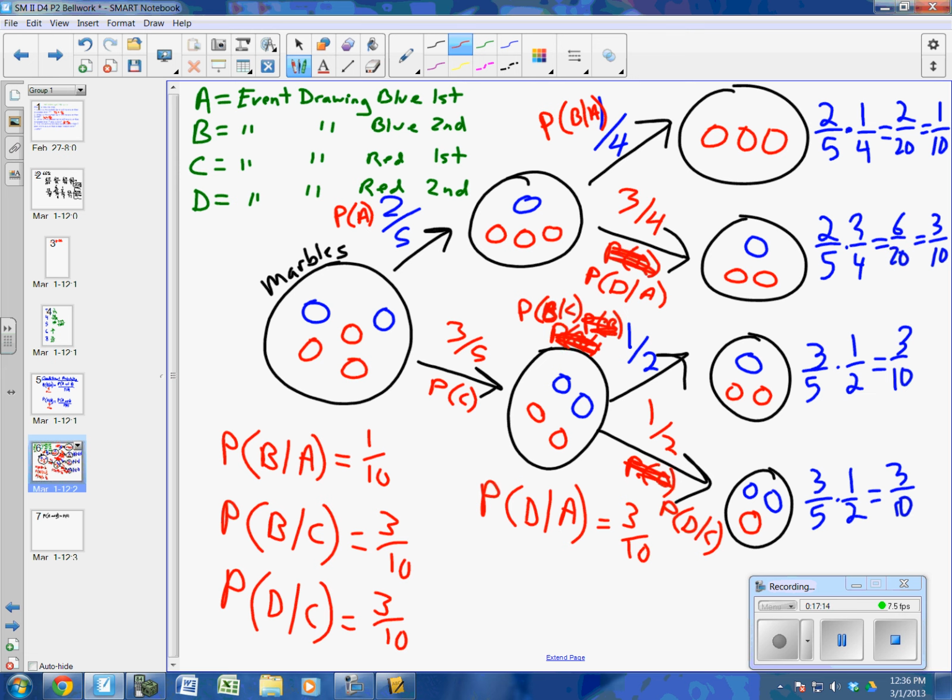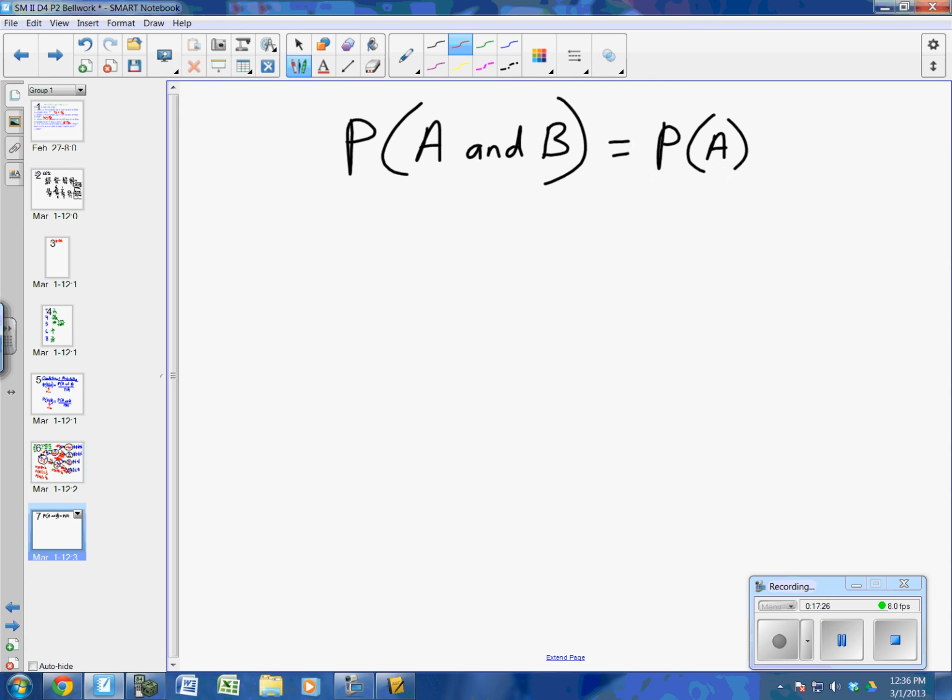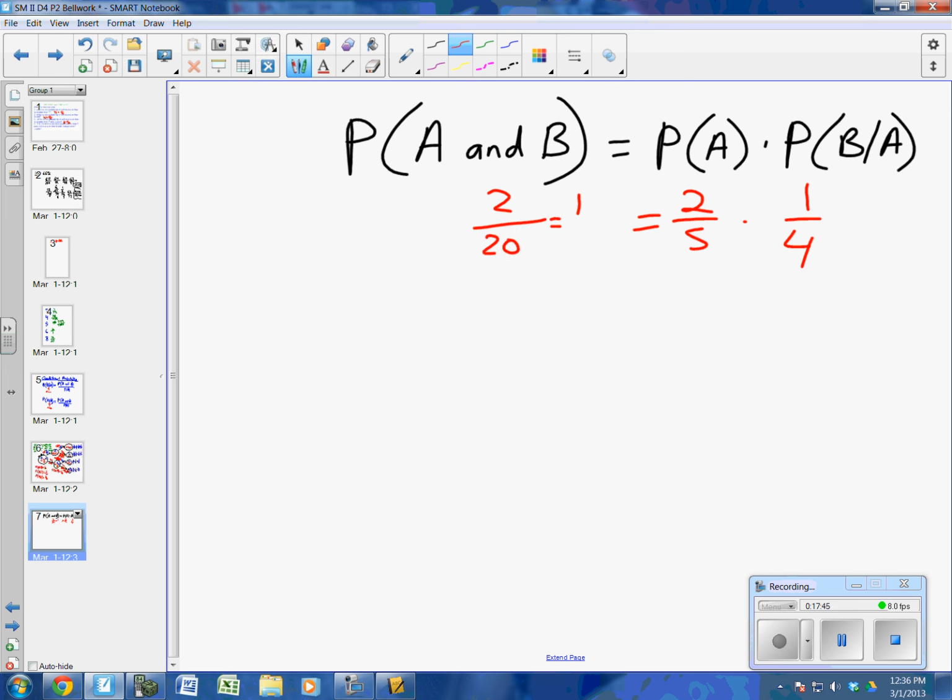Okay, so you guys, look right here. I want you to see this. Here's the probability of A. Here's the probability of B given A. I multiply those together. Here's 2/5, and here's times 1/4, to get the probability of B and A happening, right? 2/20, which is 1/10, right? Okay? And that's how you get that.